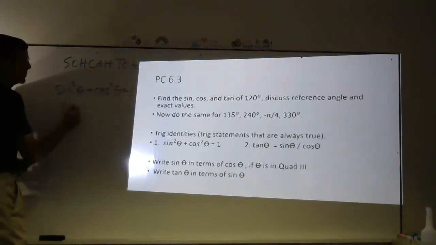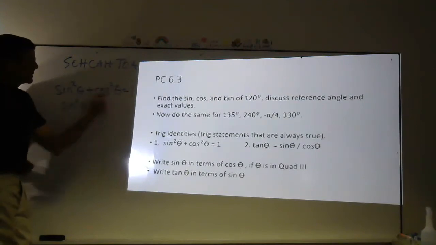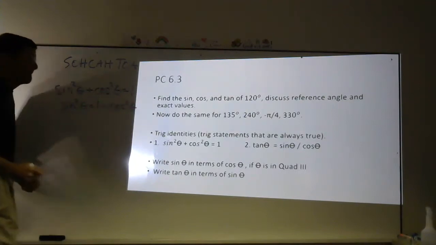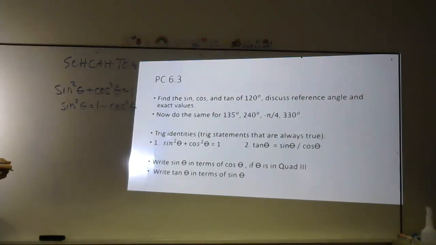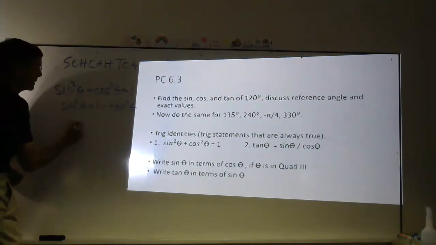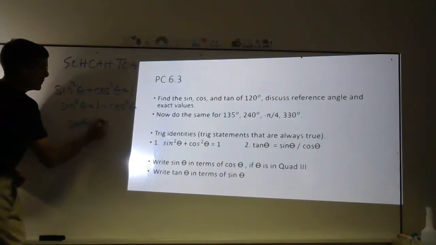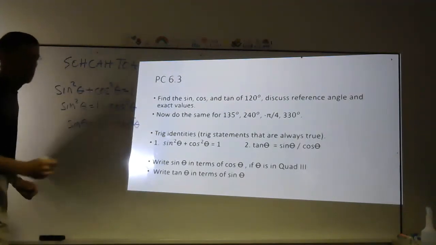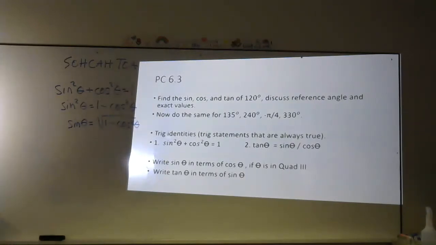So sine squared theta equals 1 subtract cosine squared. And now I don't want just sine, I don't want sine squared, so I'll take the square root of both sides. So sine theta is the square root of 1 minus cosine squared theta. Can you all see that? Yeah, looking pretty good.